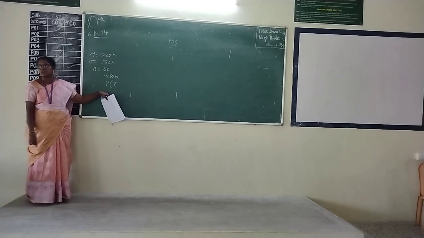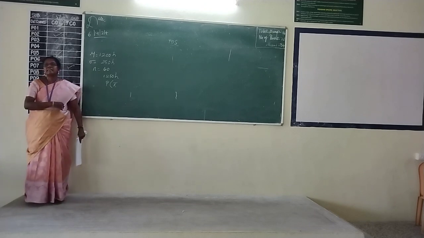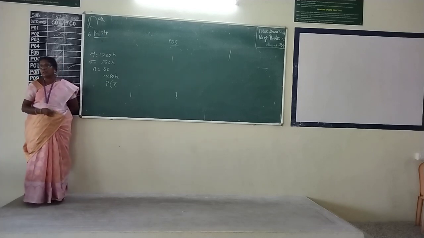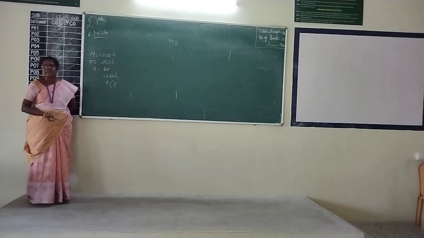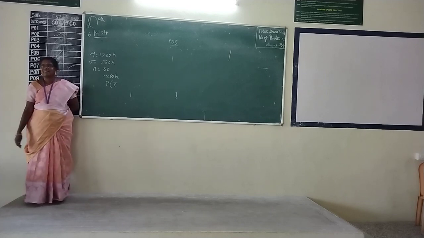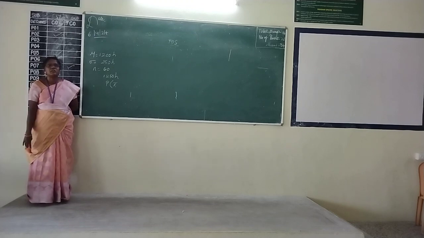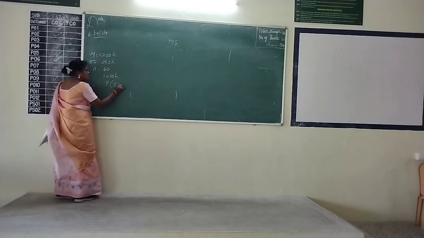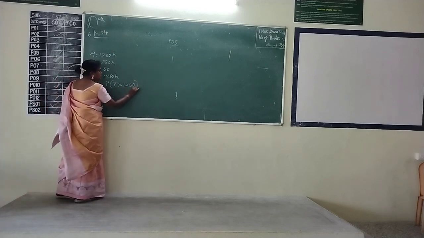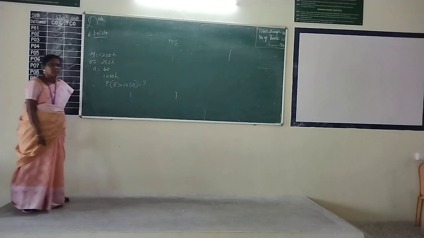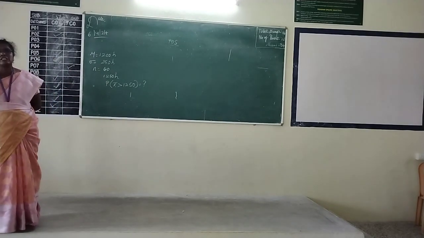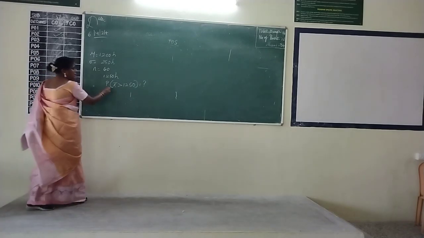Exceed means what is the notation? Mathematical notation: greater than or less than or equal to. Exceed means more than. So more than means what is the symbol? Greater than. Greater than 1250. This is what we are supposed to find. That last line is the important one. Find the probability of the average lifetime. So we are going to find it for X bar.